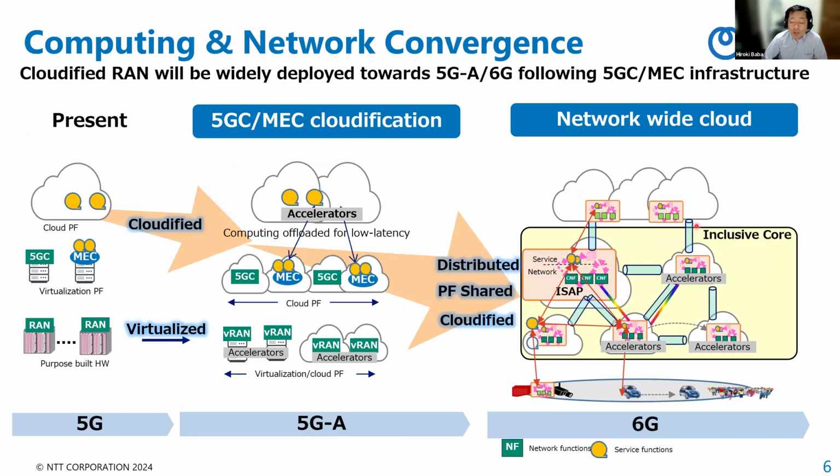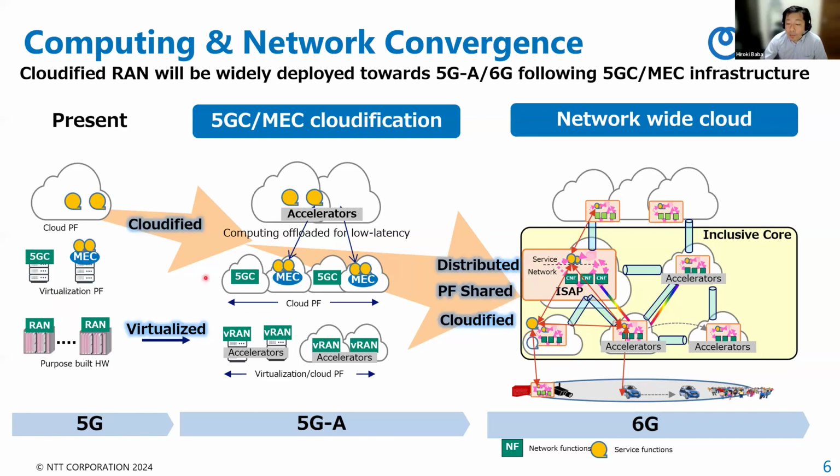As you may know, and as presented in the previous presentations, I would not go into detail, but I would like to introduce our understanding of computing and network convergence and its progress. Currently, the cloud platform provides many applications, and some providers offer a MEC platform to provide 5G low latency services. But those platforms are very separated, and 5G Core is running on top of a virtualization platform. Even if it is cloudified, the virtualization platform still exists. And the RAN functions are still running on purpose-built hardware for now.